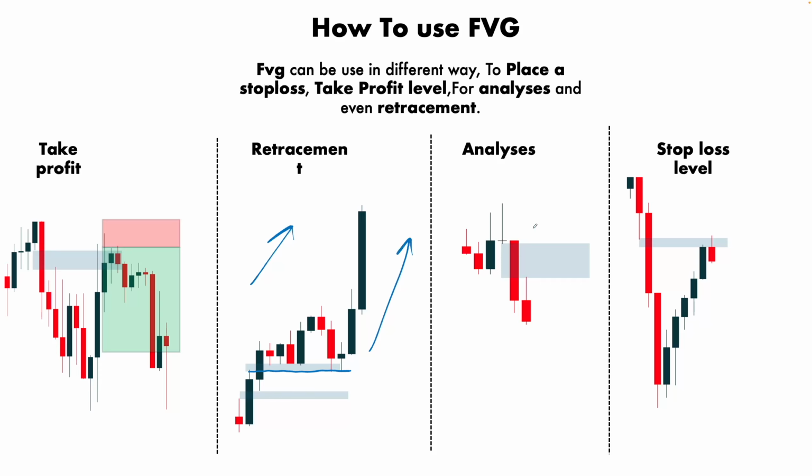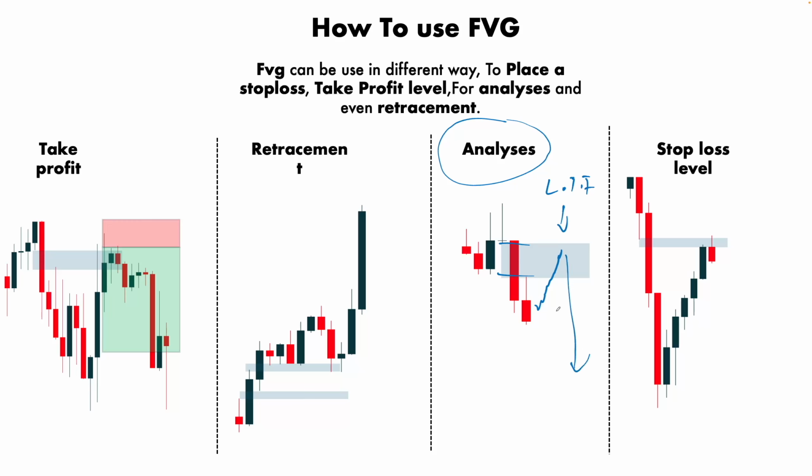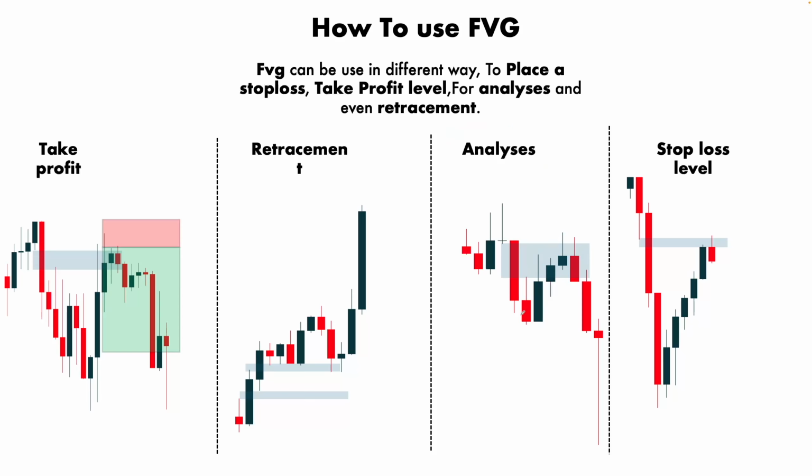So for those who use FVG for analysis, they can predict that the market is likely to retrace into this area and then move to the lower time frame to make some analysis for the move to the downside. Let's see what really happened here. You can clearly see that the market traded around this price level to close this fair value gap and then traded lower. So another trader can use this fair value gap for a stop loss level.